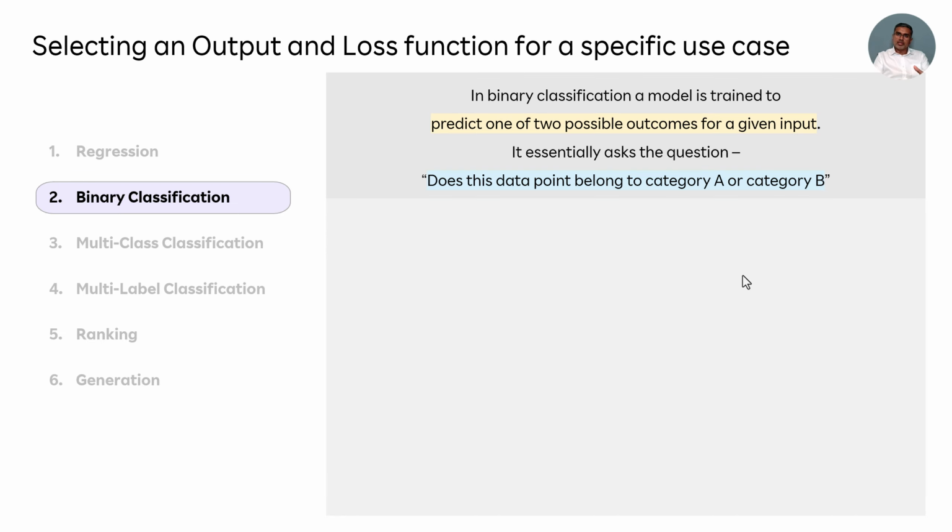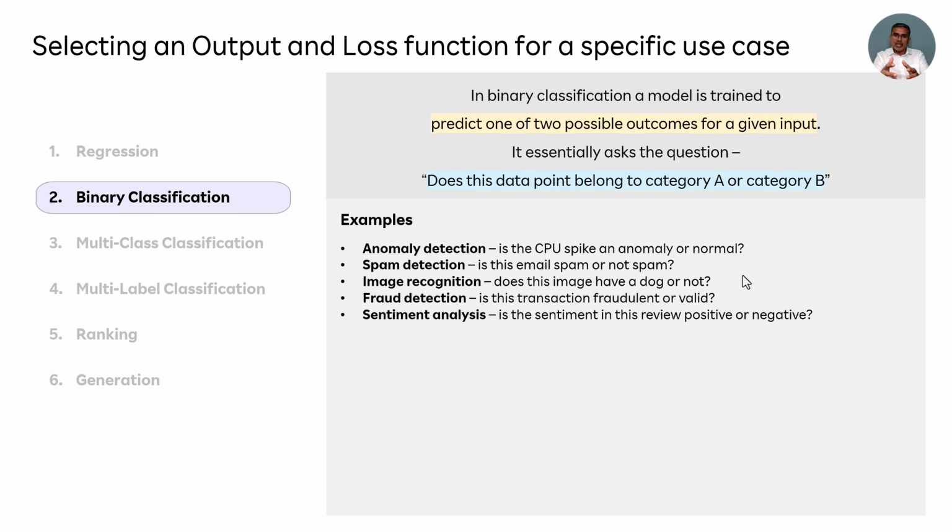So what is binary classification? In binary classification, you're trying to build a model which will predict one of two possible outcomes given an input. Essentially, it's trying to take your data point and categorize it, whether it belongs to category A or it belongs to category B.